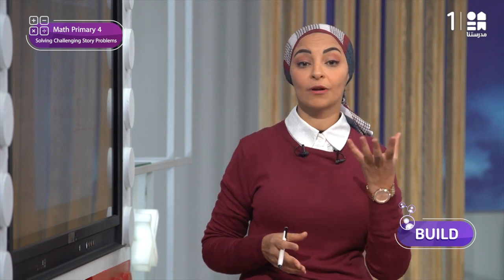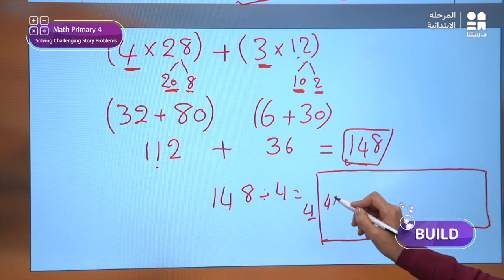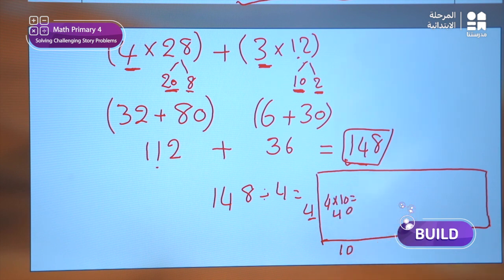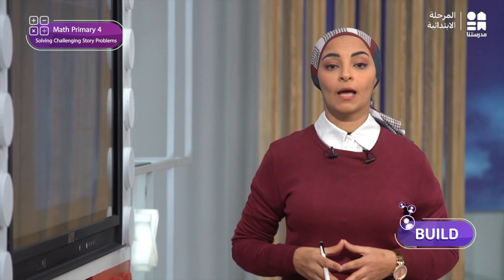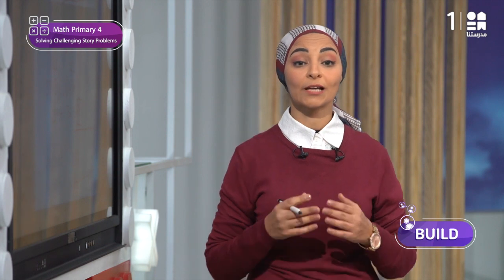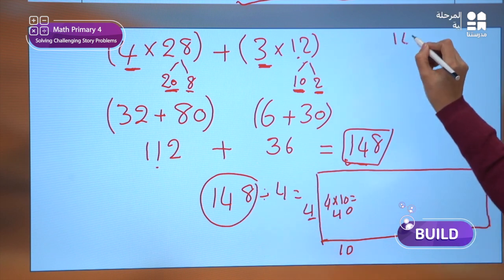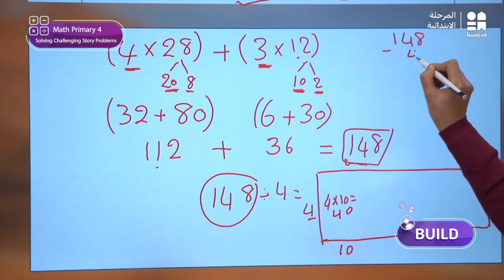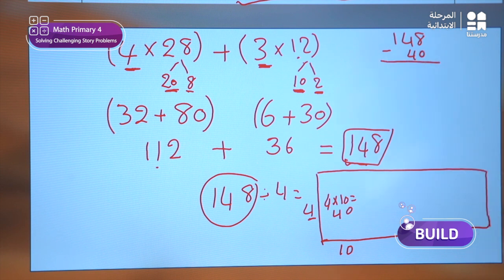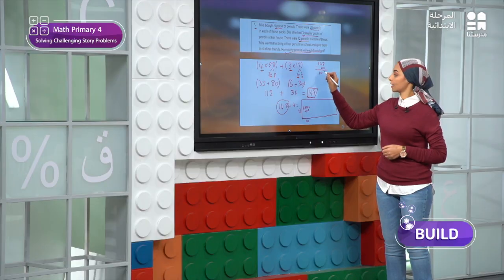So I'll do 4 times 10 equals 40, right? I will write 10 down, as you see here. Then I will subtract 40 from 148. It's the whole number 148, so I'll do 148 minus 40, right? The answer will be what? Yes, the answer will be 108.